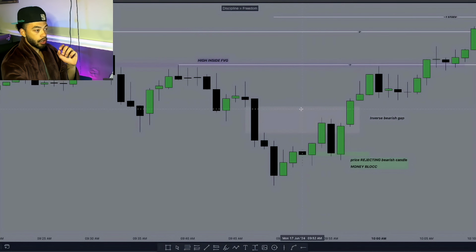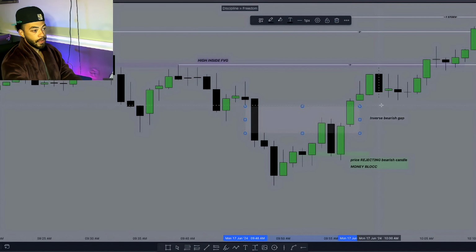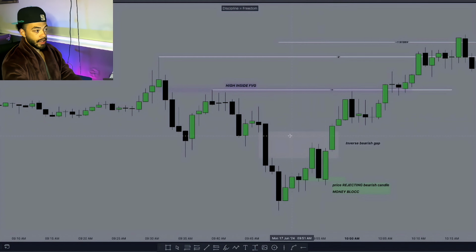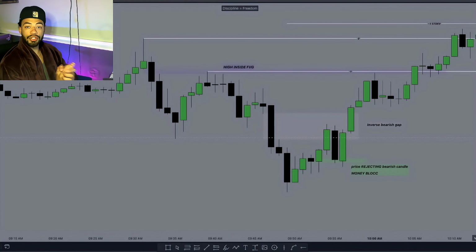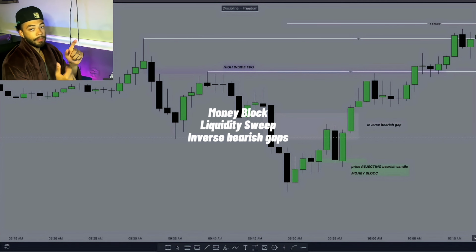So once we close above this gap right here, we're looking to go long. And that's exactly what we did, right? Our first target is going to be the high inside the fair value gap. Just like I said, this time it didn't reverse price. Just move our stop up. And then also target that second high up there. So this inversion fair value gap is high probability because of the confluences. The money block, the liquidity sweep, and then the fact that we ultimately did inverse that gap.